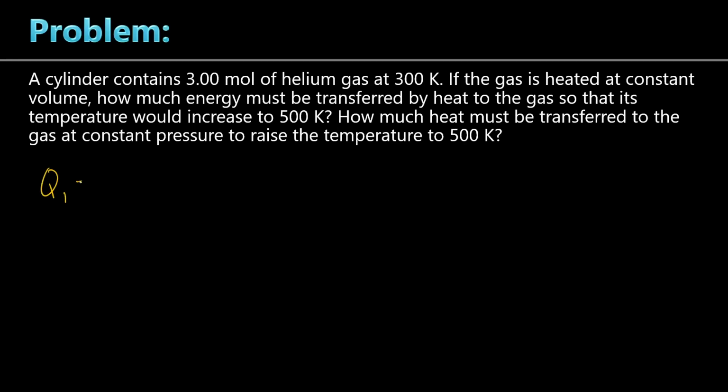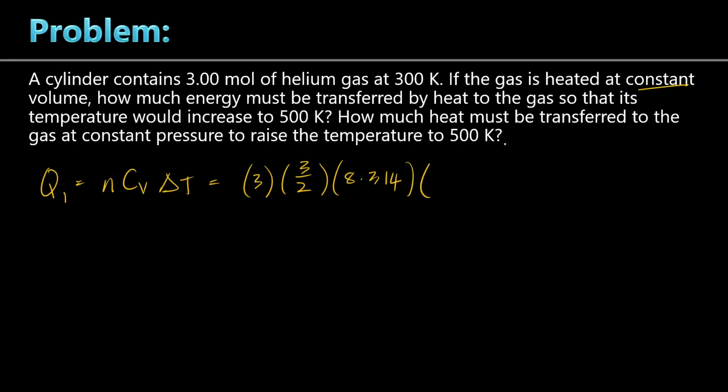Yung unang Q, sir, bakit may una? Kasi may pangalawa. Mamaya na yung pangalawa. Yun munang una. So, since ito ay gas, ano nga ang formula ng kanilang Q? n and then C. Pero nabanggit dito, constant volume daw. So, Cv. Q = n Cv delta T. Substitute natin. There are 3 moles of helium. And since helium is a monatomic gas, remember that its Cv equals 3 halves of R. 3 halves of, ano yung R? 8.314, times delta T. From 300, naging 500 Kelvin siya. So, ang change ay 200 kelvins.